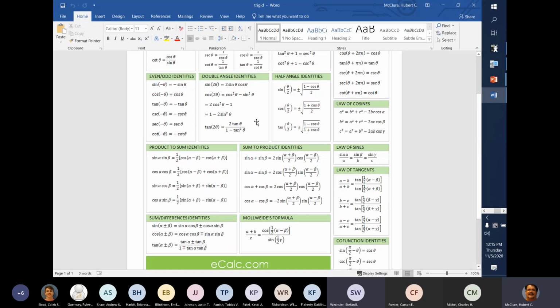Hold on a second. Half number identity. Half number identity. That's what it says. I'm trying to find it on another cheat sheet. Let me just Google it right quick. Half number identity. Would it be the same thing as the half angle identity? Aren't they the same things? That's what I thought it was.